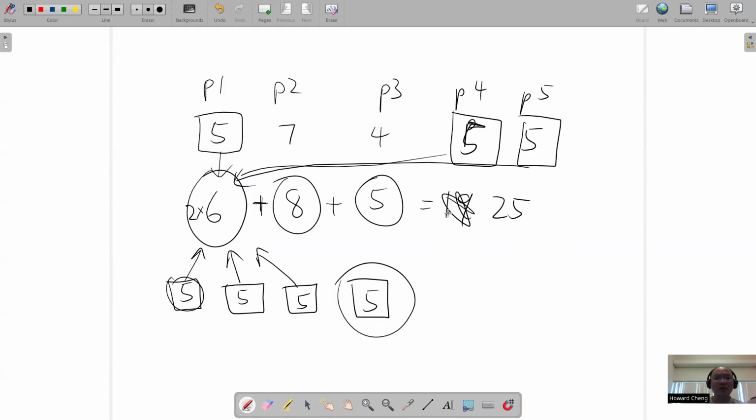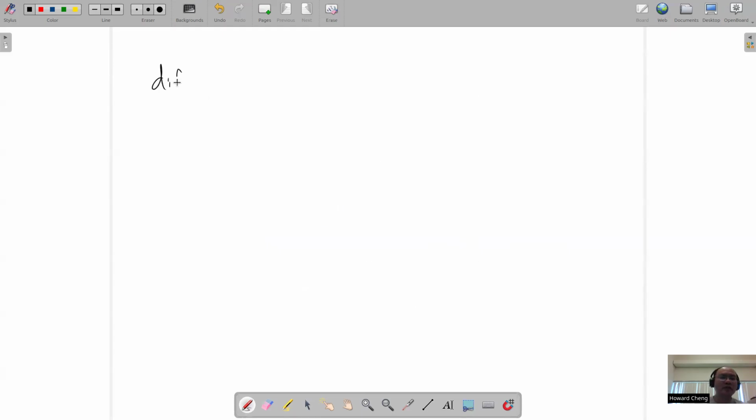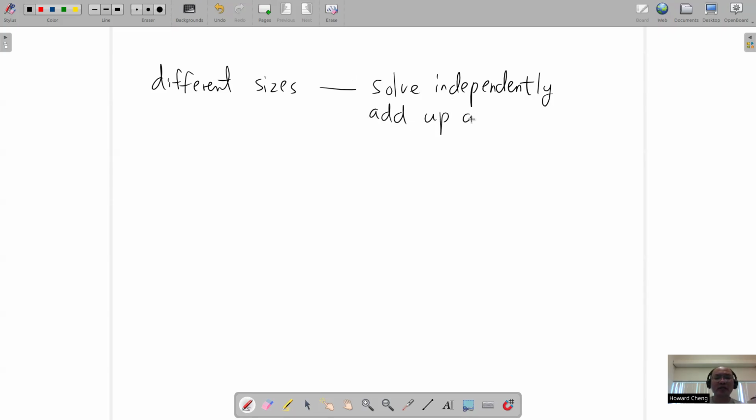So first of all, what are the 2 observations? Different sizes, we solve independently. We don't have to worry about the different sizes mixing together, and then we add up all the answers. And then we look at all the things of the same size.